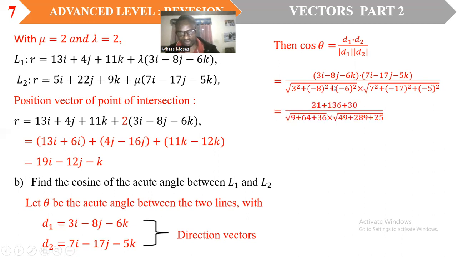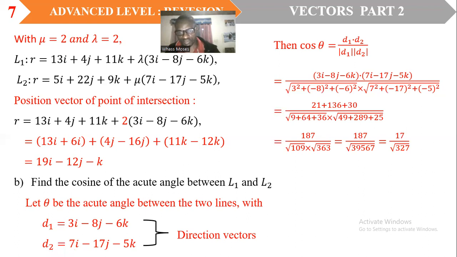3 times 7 is 21, plus negative 8 times negative 17 is 136, plus negative 6 times negative 5 is 30. All over, 3 squared plus negative 8 squared plus negative 6 squared gives 9 plus 64 plus 36, times, similarly, 49 plus 289 plus 25. This simplifies further to 187 over the square root of 109 times the square root of 363.